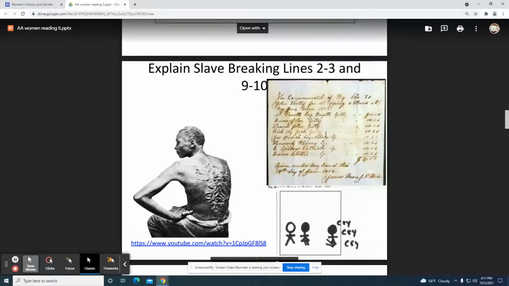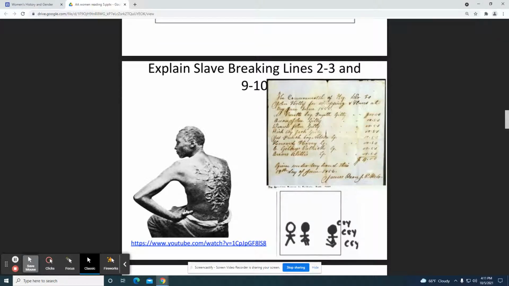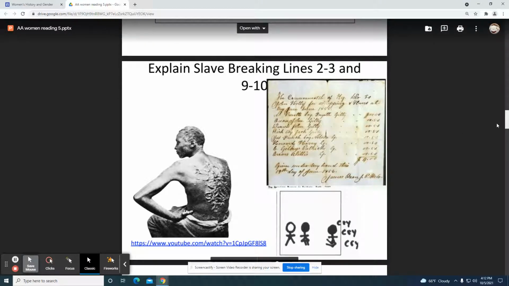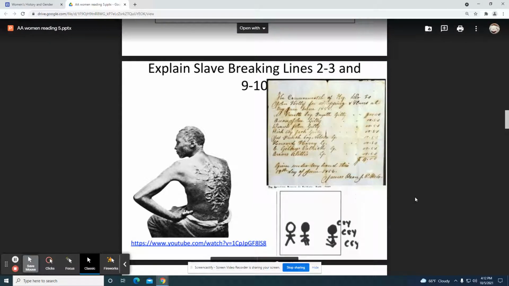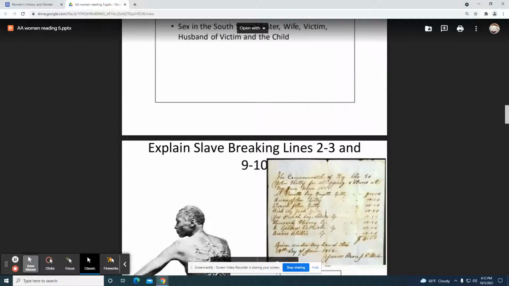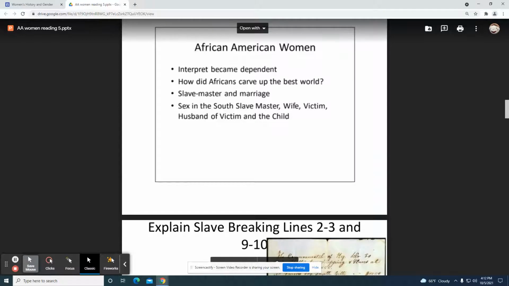Anyway, the summary for slave breaking is that it's a practice to make sure that your slave was obedient. What you're looking at here is a receipt for a slave breaking service. If you click this link, it would take you to the film Roots, where they're trying to break one of the slaves for not following orders. And so, what's the link to carving up the best world?